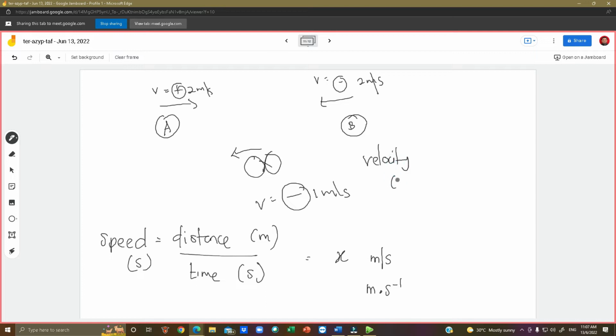Okay. And for velocity, V equals displacement in meter over time in second. V equals to apa value dia, meter per second. Sama juga. It can be written as meter times second to the power of negative 1. Jangan lupa ni. Kalau kamu nak letak meter over second, tak perlu negative 1. Okay. Alright.